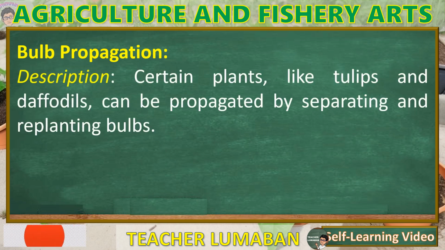Description: certain plants, like tulips and daffodils, can be propagated by separating and replanting bulbs.